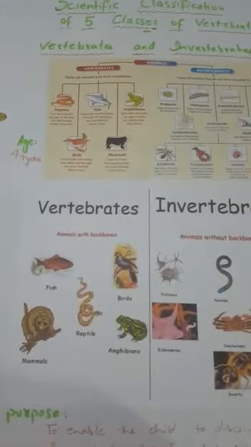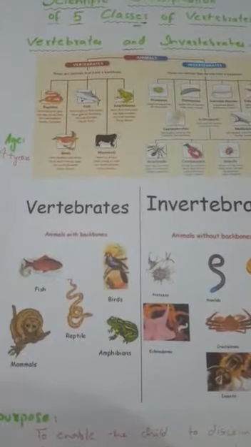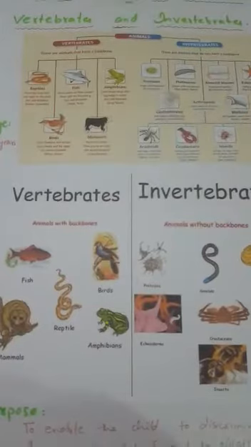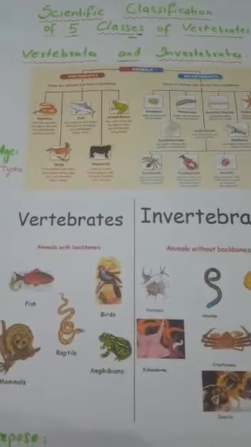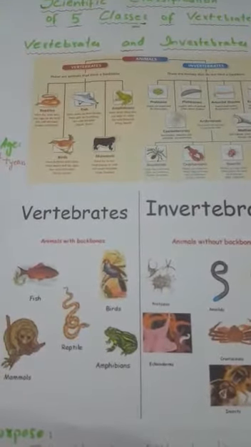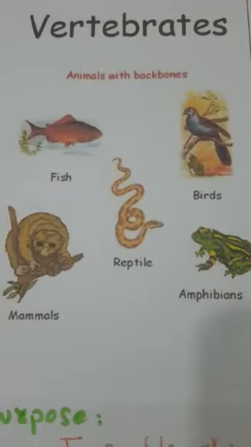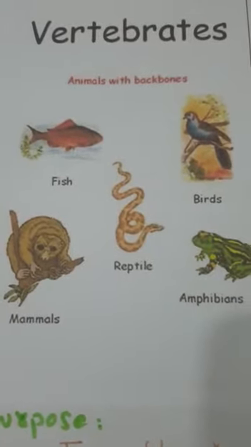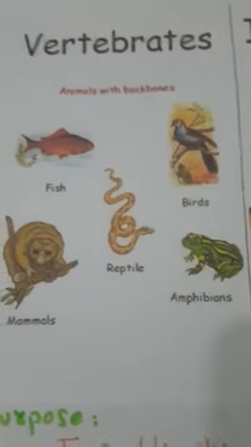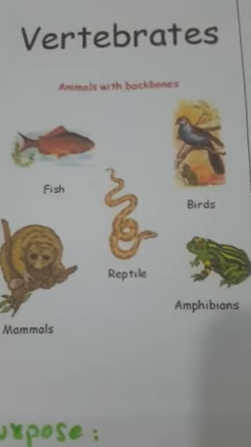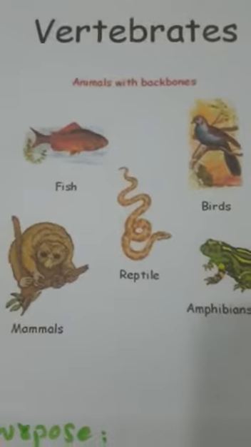Scientific classification of 5 classes of vertebrates and invertebrates. Vertebrate animals have backbones while invertebrate animals do not. There are 5 classes of vertebrates: fish, birds, reptiles, mammals, and amphibians. Fishes have scales on their bodies, have gills for breathing, and they are cold-blooded. Birds have feathers and wings and have beaks, and they lay eggs and are warm-blooded.